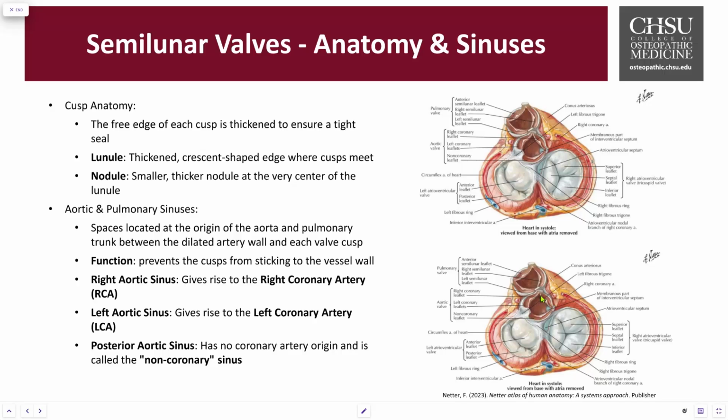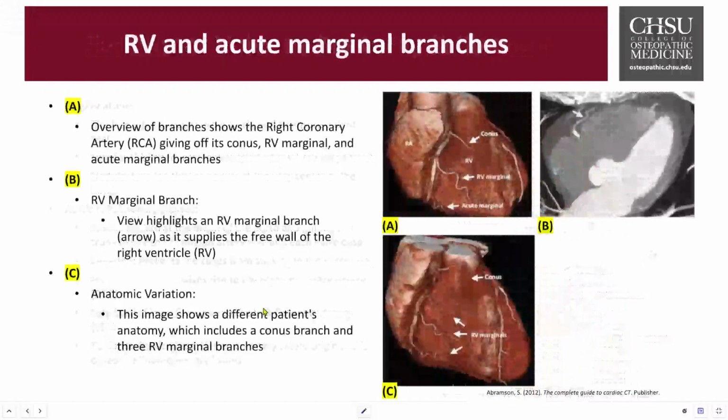So the right coronary leaflet, left coronary leaflet, and then the non-coronary leaflet. The tricuspid valve over here: the superior leaflet, the septal leaflet, and the inferior leaflet. And then the mitral valve: the anterior leaflet and posterior leaflet. Now let's briefly look at some of the CT scans.